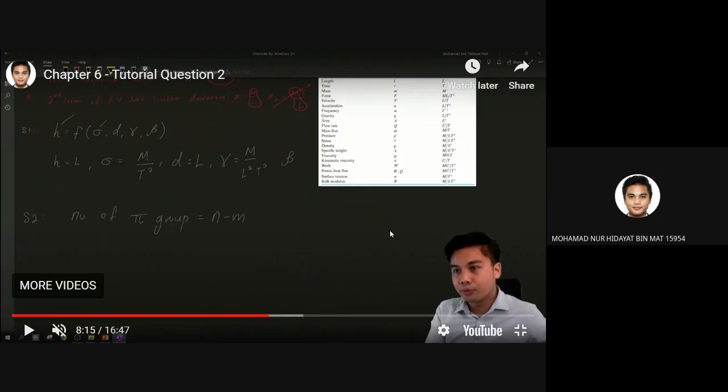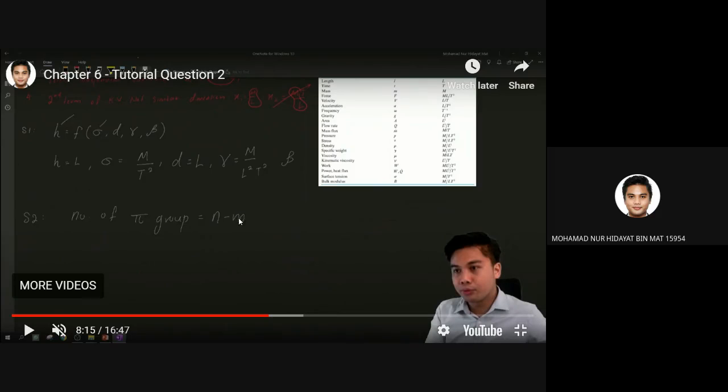If we have so many pi, we'll have so many calculations. All right. How to get the number of pi? The formula is very simple: n minus m. What is n? n is the total variable. How many n here? 1, 2, 3, 4, and 5. So 5 minus m. m is the number of dimensions.